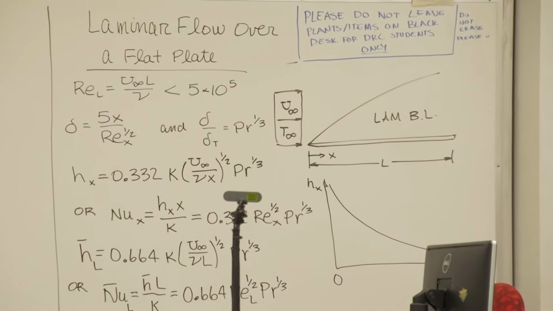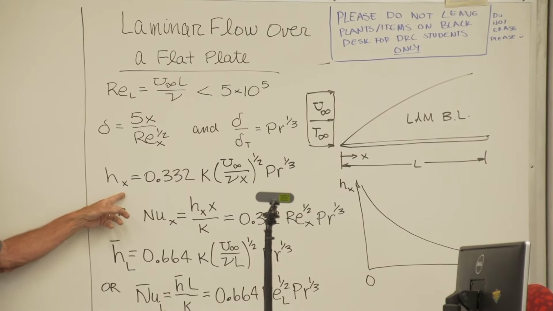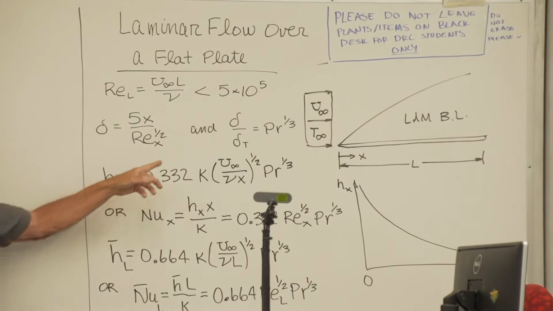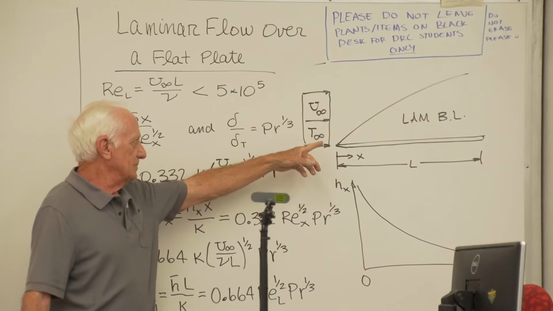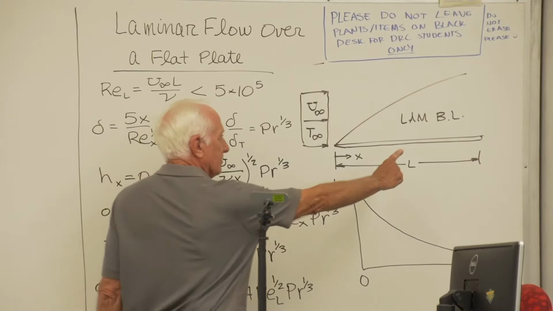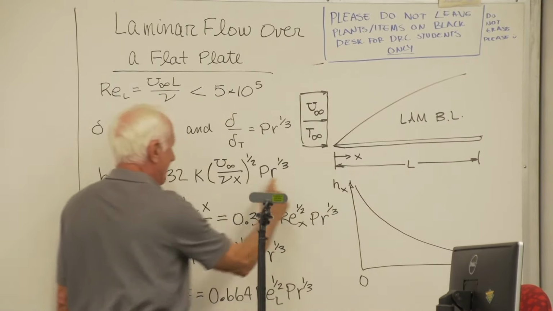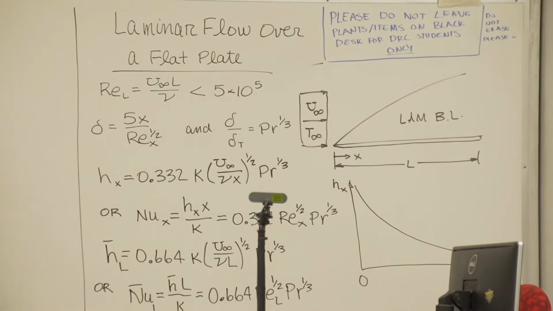Then we went through and we found the local convection coefficient. Local means at a particular x value. So here's the plate over here. If it's a laminar boundary layer and someone says, what's the local convection coefficient where my fingertip is? Put that x value in that equation and get h sub x.